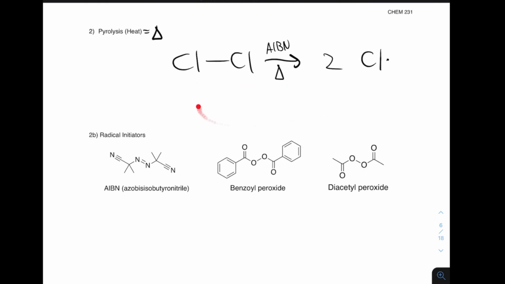Okay, and we'll talk more about this in the next video when we start actually looking into these radical reactions and their mechanisms. But this is just so you guys know, especially if you're looking at the book, that when you have any one of these above the reaction arrow with heat, it just means that it is a radical initiator to help the radical reaction actually happen.